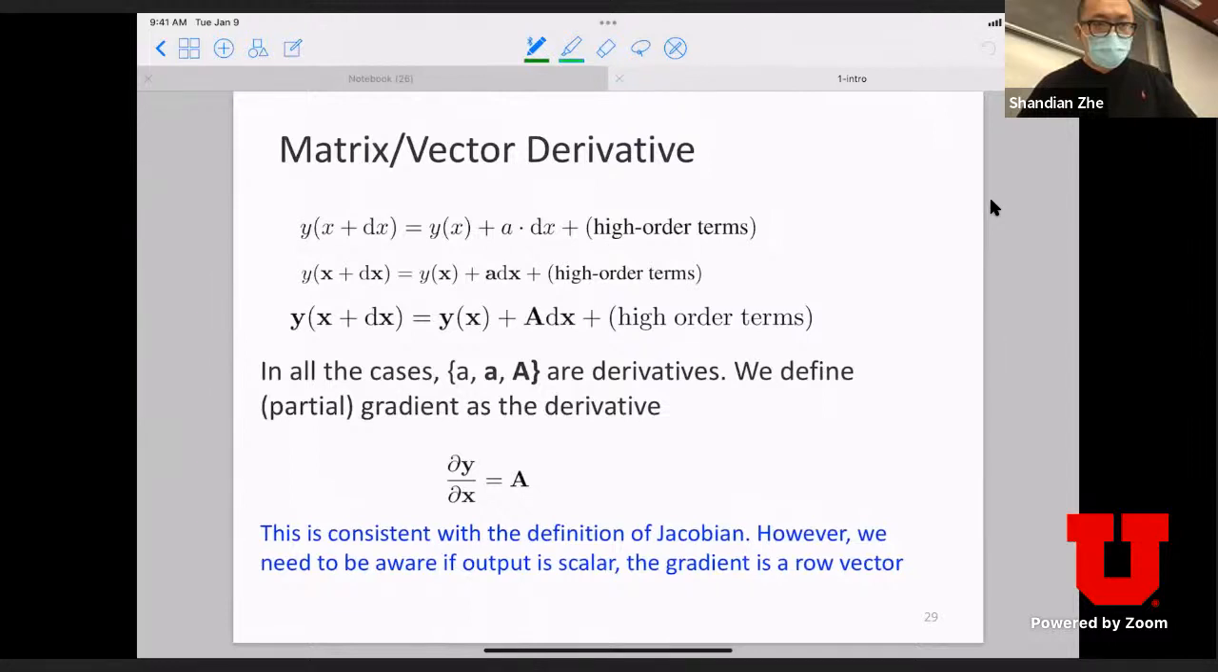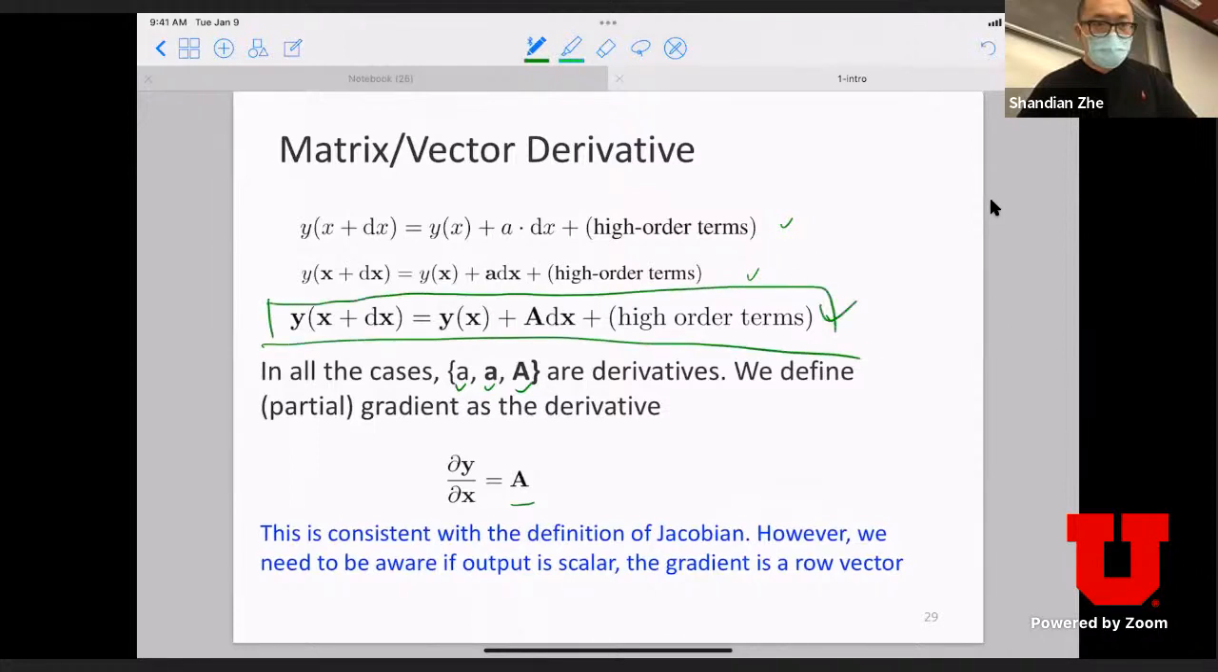So in all three cases, scalar input with scalar output, vector input with scalar output, and vector input with vector output, we got our derivatives: scalar A, row vector A, and matrix A. So we define the partial gradient as the derivative, and this definition is consistent with the definition of the Jacobian. Actually, this covers all the cases.